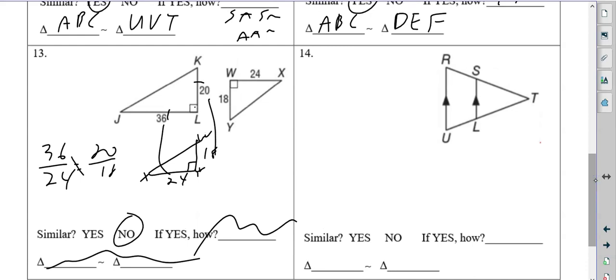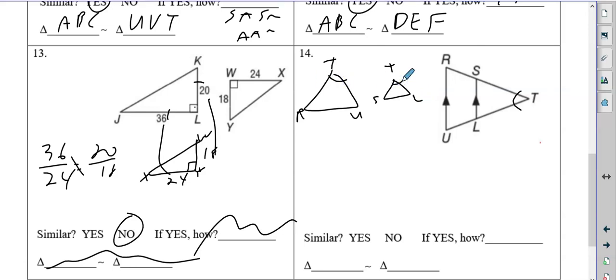Okay, now we know right here that we share this angle. Because we have the big triangle, RTU, and we have the small triangle, STL. All right, so we know T is common to both.